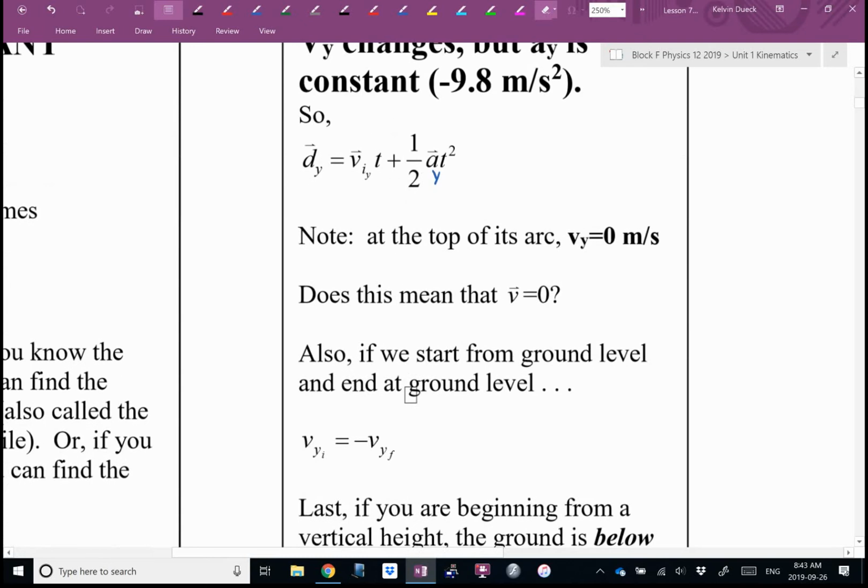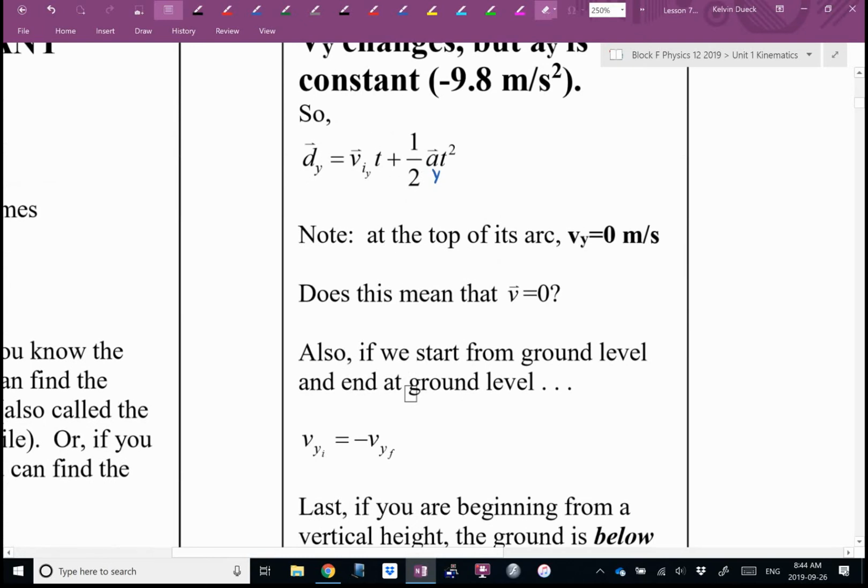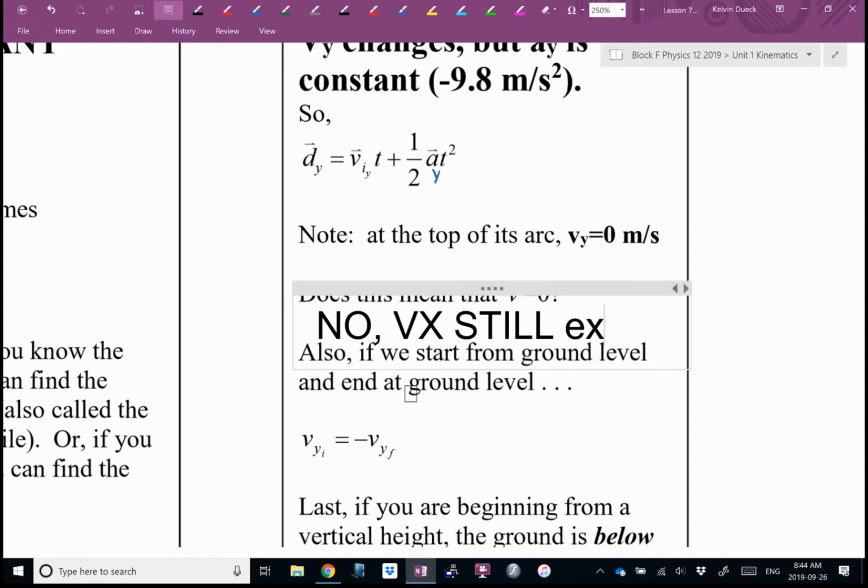Okay. Little note, at the top of its arc for a split second, Vy is 0. Does this mean that the total velocity is 0? If Vy at the top is 0, does this mean we're at rest? No. Vx still exists.